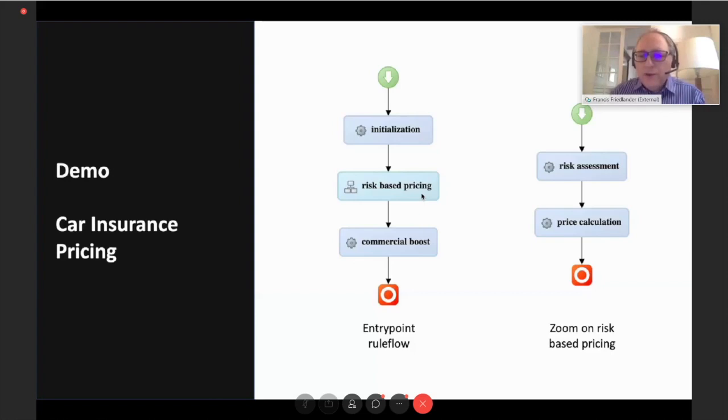Now if you zoom on risk-based pricing, there is one part which is calculating the risk for the client based on the car, which type of car it is, and also based on the driver, did the driver claim in the past, etc. Then based on this risk assessment, you calculate the risk-based price, right? So far, there is no machine learning. It's only business rules.